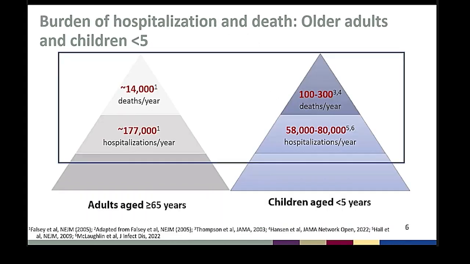Next slide. Here's the pyramid that I just showed you, focusing on just the top two sections, and includes the numbers of hospitalizations and deaths in children less than 5 years, using the pyramid on the right, which is the one that you just saw in Dr. McMorrow's presentation. Here you can see that even though RSV is often thought of as more of a pediatric disease, in terms of numbers of hospitalizations and deaths, the burden in older adults is very high. Next slide.